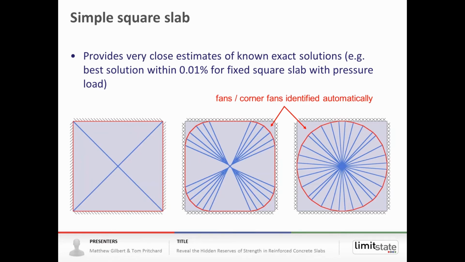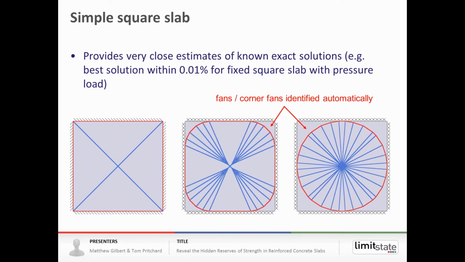Okay, just crunch through a few examples. Simple square slab, so you get the solutions that you expect. For a simple square slab with simple supports and a distributed load, you end up with just sort of an X pattern. If you have uniformly distributed load and a fixed supporting boundary, then we have these corner fans identified automatically using the method.